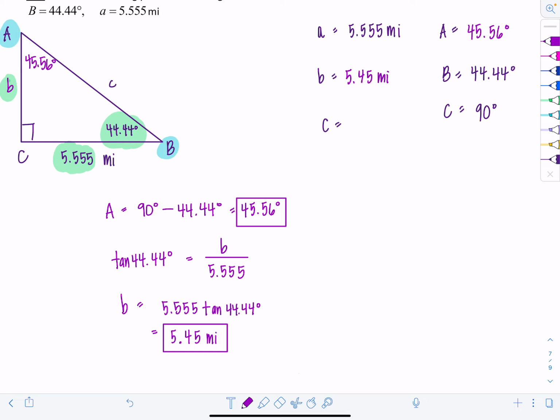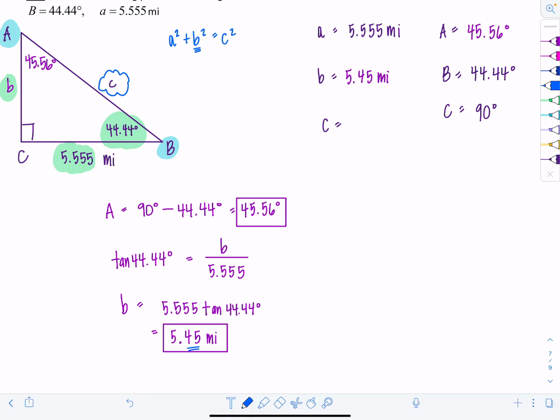And now all I need is side C. Okay, so a couple options. One thing you could do is the Pythagorean theorem, because we know a squared plus b squared equals c squared. However, I'm hesitant to do that just because I'm going to have to use b, which I found, but remember we rounded in this answer. So to make sure that C is as accurate as possible, I'm going to avoid that.